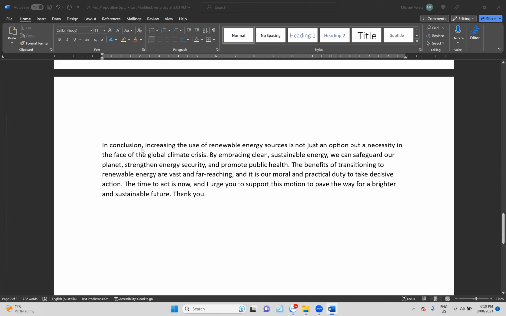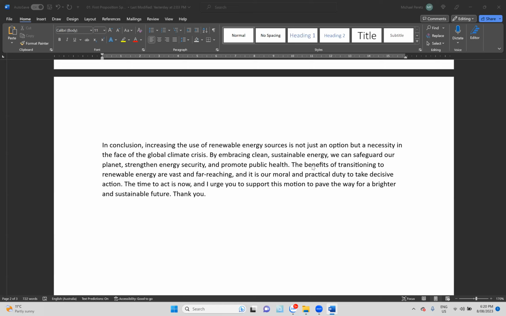In conclusion, increasing the use of renewable energy sources is not just an option, but a necessity in the face of the global climate crisis. By embracing clean, sustainable energy, we can safeguard our planet, strengthen energy security, and promote public health.